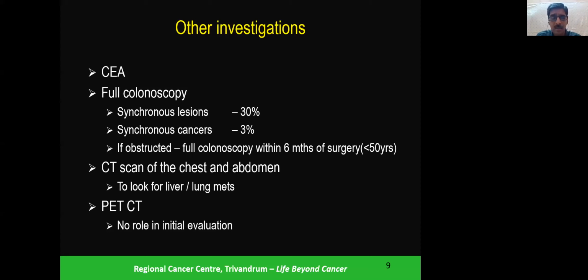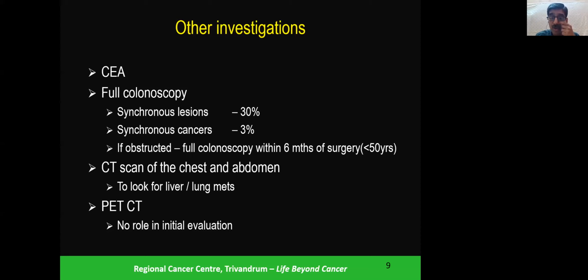In addition to that, all the patients should undergo a full colonoscopy, because the incidence of synchronous lesions is about 30%. When I say synchronous lesion, I mean polyps and adenomas, whereas the incidence of synchronous cancers is about 3%. So this is the Western data, but I don't know how much of this would be true. But again, it is a fact that all patients should undergo full colonoscopy except the obstructed patients. In an obstructed patient, you will not be able to do a full colonoscopy.